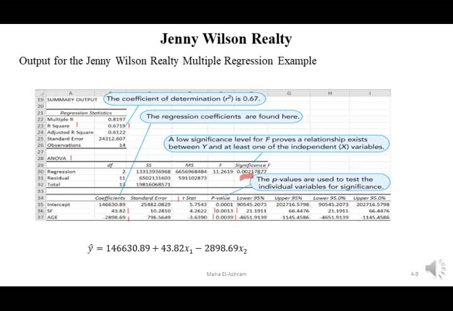Now, when we were talking about simple linear regression, we simply said that R squared is the percentage of change in Y that is explained by the changes in X. Since here I have more than one independent variable, we can say in this case that the value of R squared is 67%. Here is how I can interpret R squared, or the coefficient of determination: the model explains 67% of the variation in the selling price, which is Y.